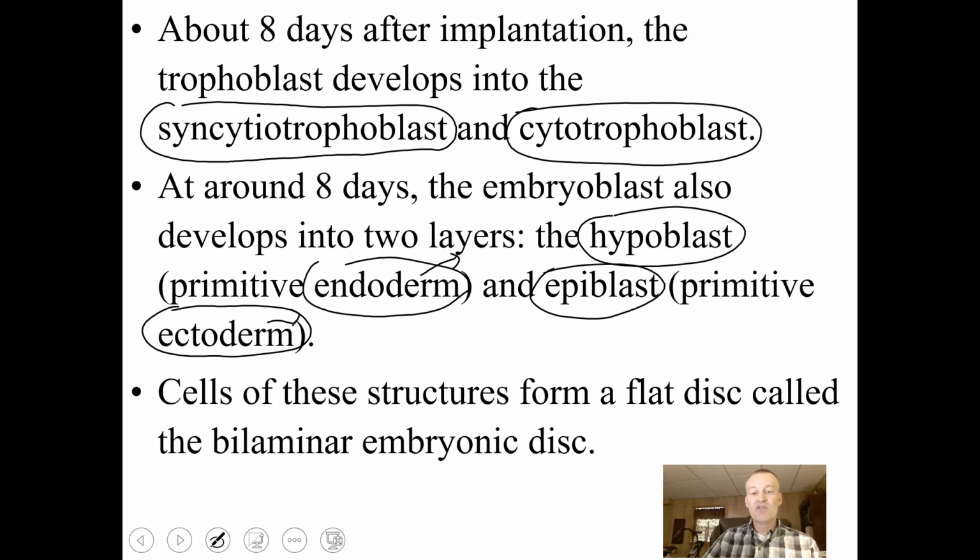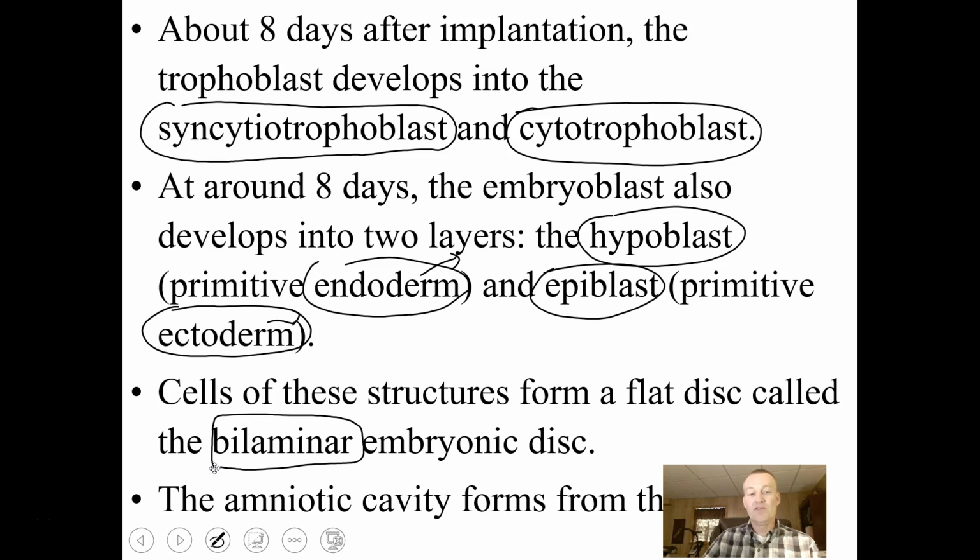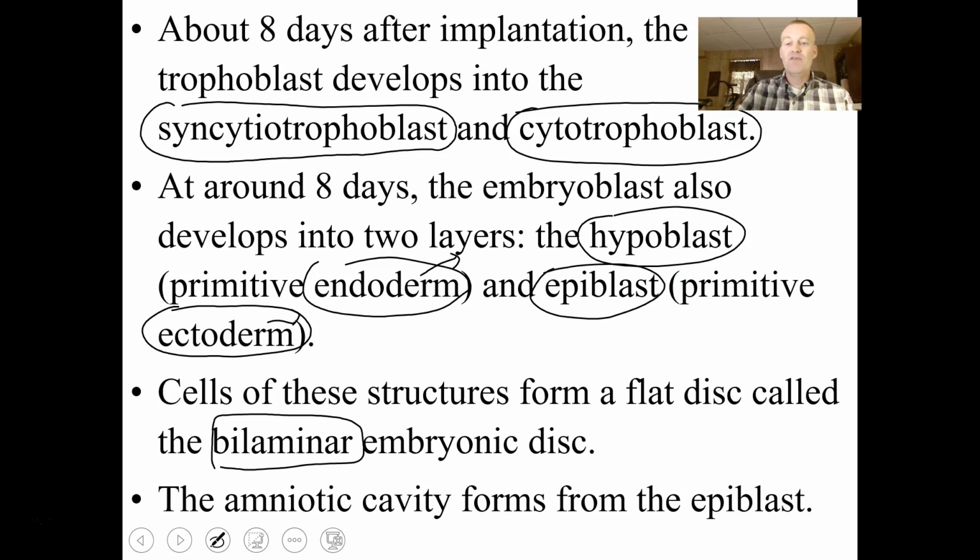So cells of these structures form a flat disc. The hypoblast and epiblast are going to form a flat disc called the bilaminar embryonic disc. Bilaminar means 2 layers, and it forms a little disc. The amniotic cavity will form from the epiblast, as you'll see in just a second. And the amniotic cavity is a really important cavity because it surrounds the baby with a membrane that has a fluid inside that the baby swims and floats in.